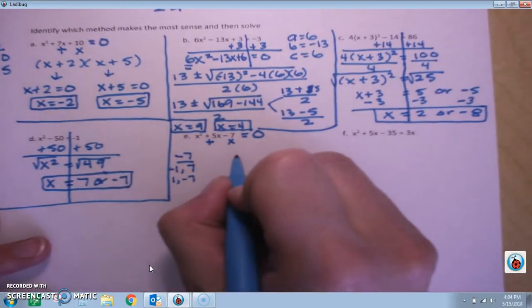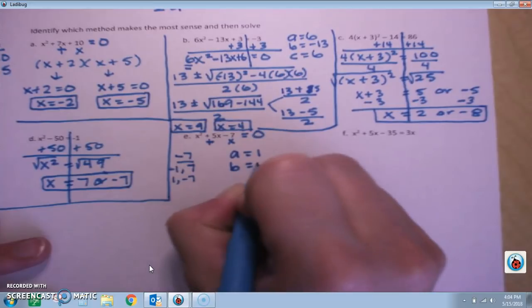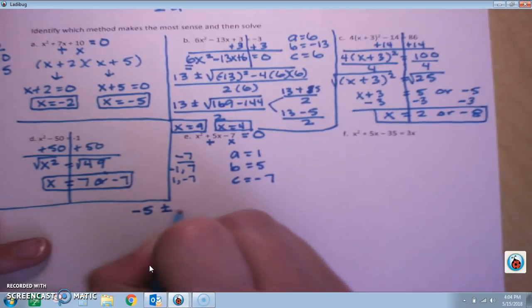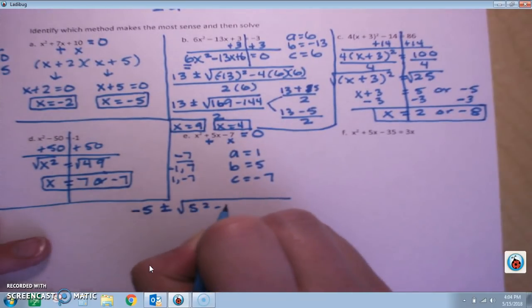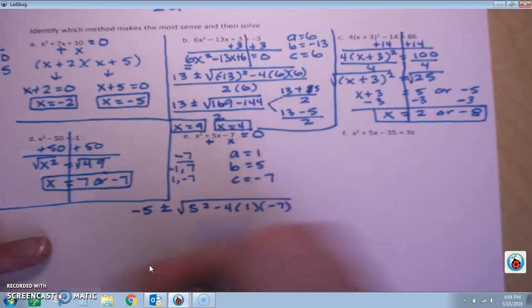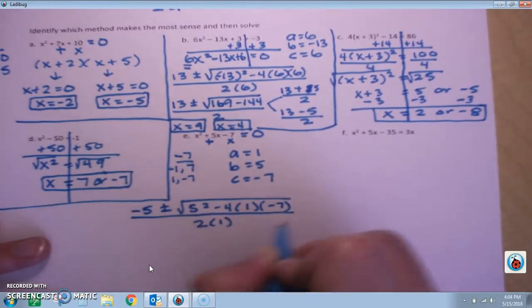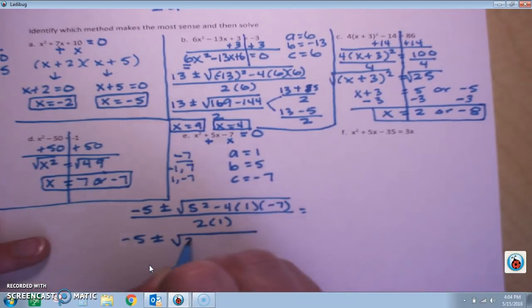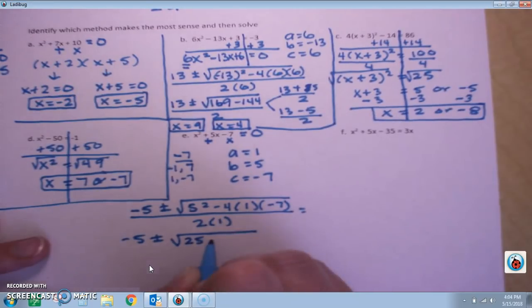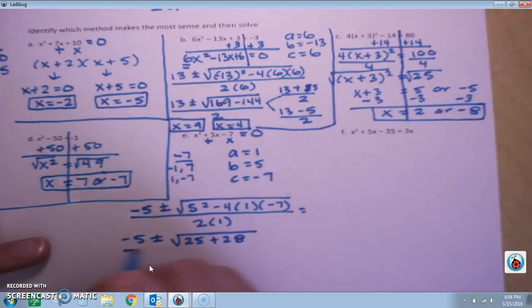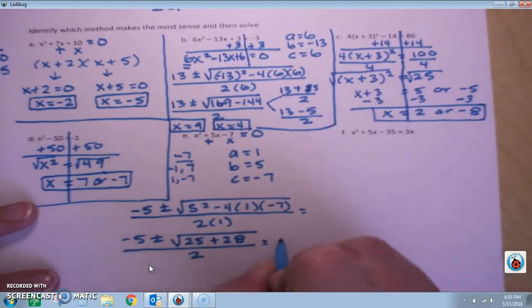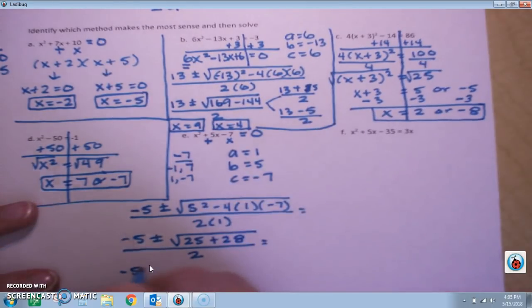use the quadratic instead. So a equals 1, b equals 5, c equals negative 7. So I would say negative 5 plus or minus the square root of 5 squared minus 4 times 1 times negative 7 all over 2 times 1. So negative 5 plus or minus 5 squared is 25. Negative 4 times 1 times negative 7 is 28. So plus 28 all over 2. 25 plus 28 is 53. So now I have negative 5 plus or minus the square root of 53 all over 2.